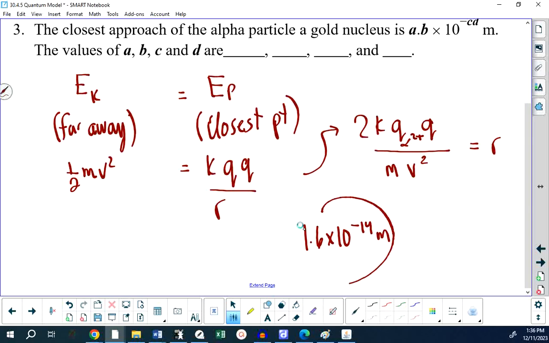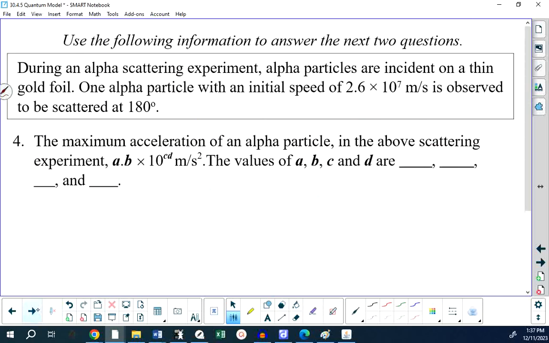There would be absolutely nothing wrong, everybody, with you calculating the kinetic energy, and then simply setting it equal to this and saying the radius is KQQ over that energy. There's nothing wrong with that. All right, question 2. Same scenario. What's the acceleration, the maximum acceleration that is experienced?